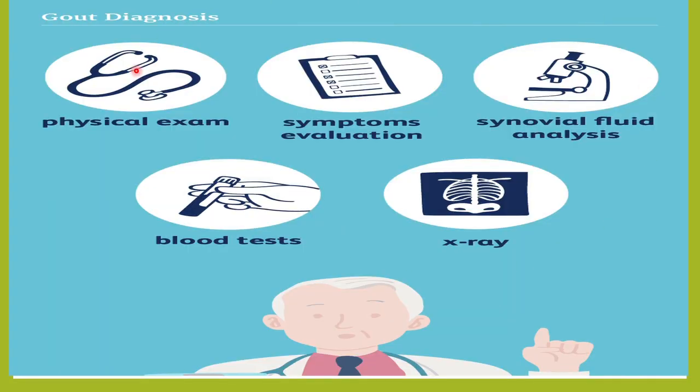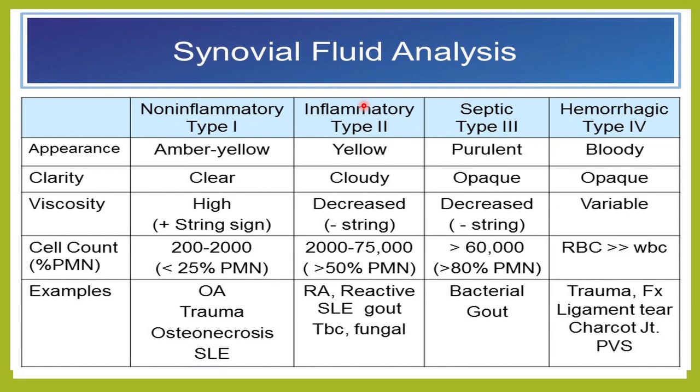The doctor, by examining the patient and evaluating the symptoms, will come to the diagnosis of gout. Let us see what we see in the synovial fluid. In the synovial fluid, if it is an inflammatory arthritis, it becomes a little cloudy and a little yellowish. The WBC count, or the polymorphonuclear neutrophil count, will be around 2000 to 75,000. So there will be an increased number of neutrophils in the synovial fluid.